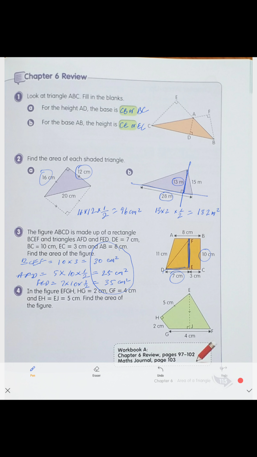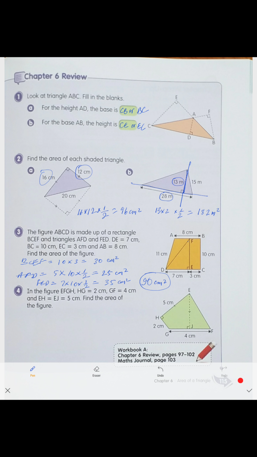All right, what is the answer? You sum up the areas of these three figures, and you get your answer, right? Which is 25, 35, 30, 90 square centimeters. That's your answer. Okay, can I erase this thing?